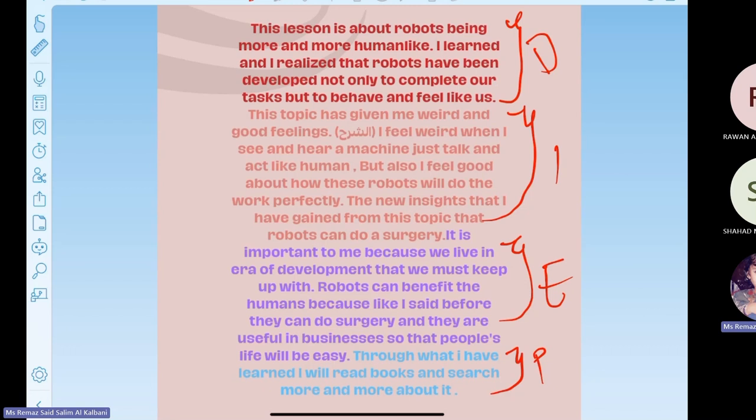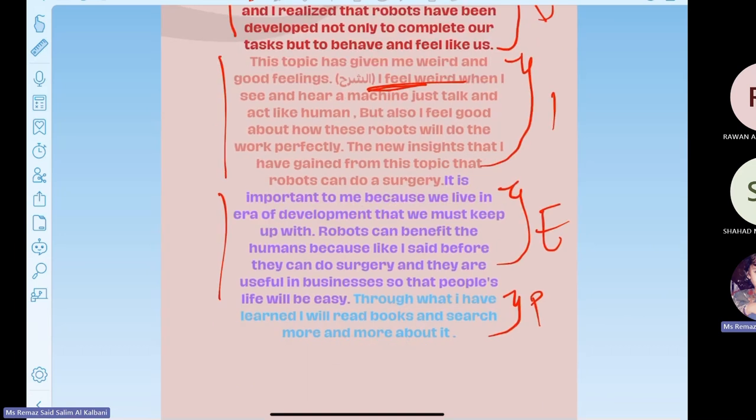This one is when you describe, and this one is when you interpret. Again, here you say your feelings, state what you feel. Here when you make a judgment, look, I'll read it to you. It is important to me because we live in an era of development that we must keep up with. Robots can benefit humans because, like I said before, they can do surgery and they are useful in businesses so that people's lives will be easy. This is how he or she evaluated the idea. The last one is how would you apply it in the future of your life, professional life or degree.